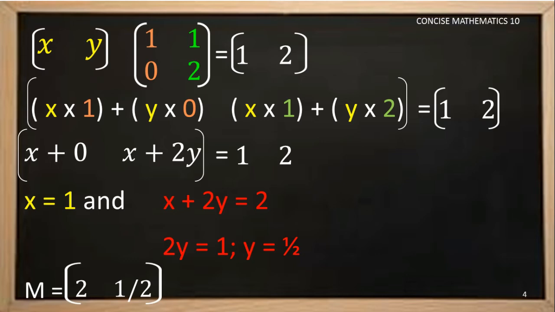The second element, X plus 2Y, is equal to 2. Hence 2Y is equal to 1. Replace the value of X with 1. So when the value of X is given as 1, 2Y will be equal to 2 minus 1, and hence the value of Y is 1 by 2. The matrix M is 1, 1 by 2, the elements of the matrix M.